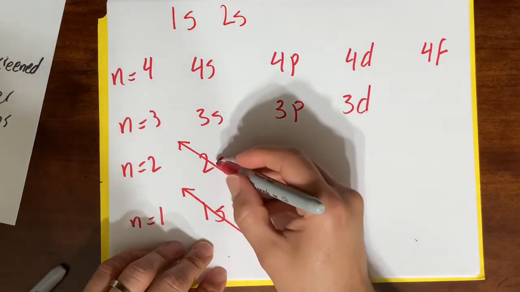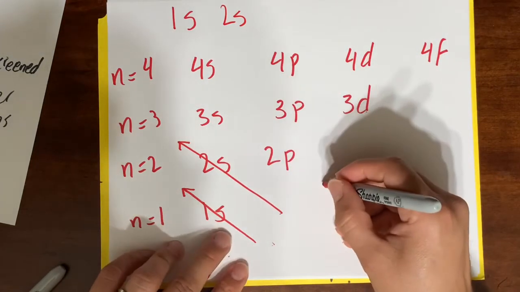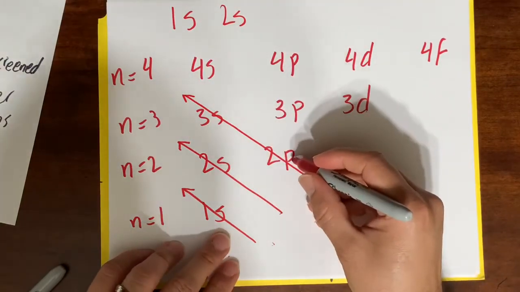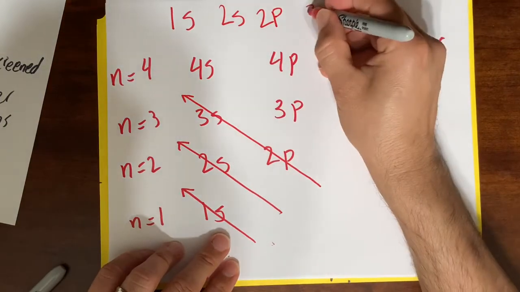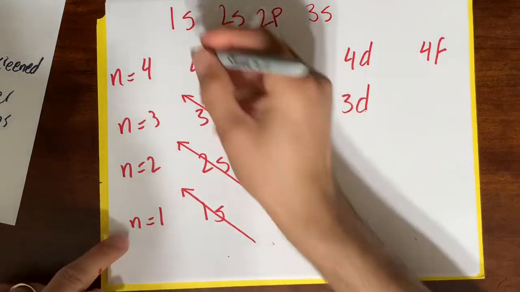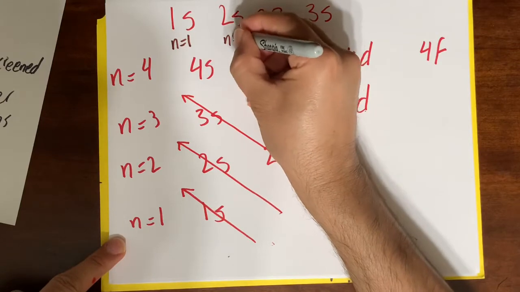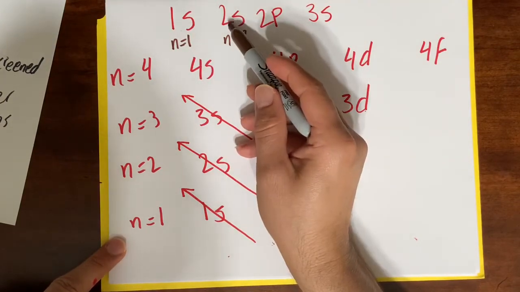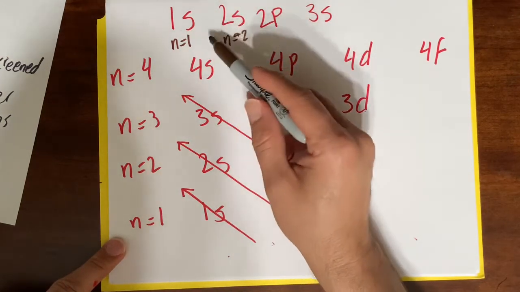Start from here, pass 2s. Okay, next one, started from 2p, I say 2p, and then 3s. Okay, look for now. For now, it said n equal 1 versus n equal 2. N equal 1 has lower energy than n equal 2. So I need to write the 1s first because it has less energy.